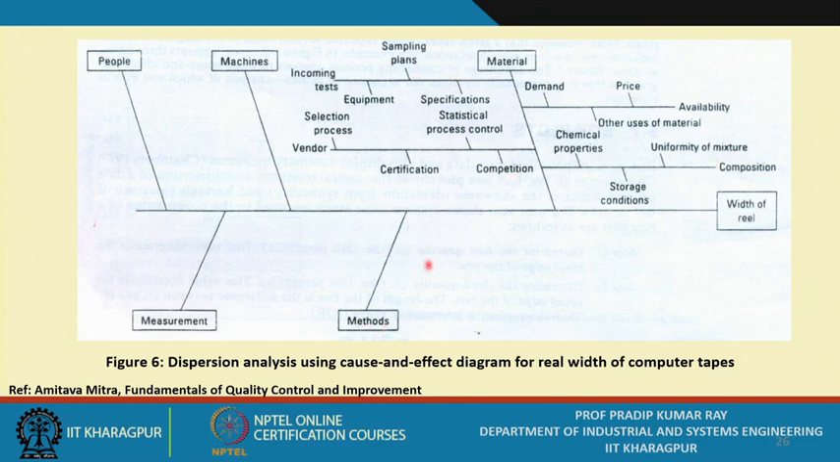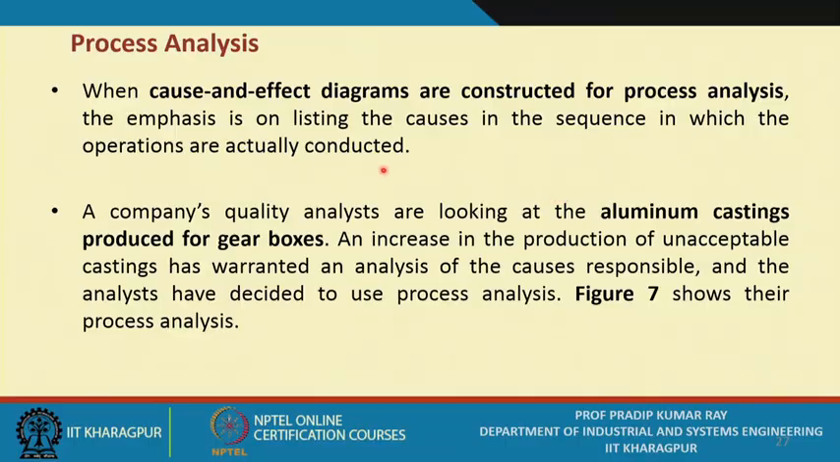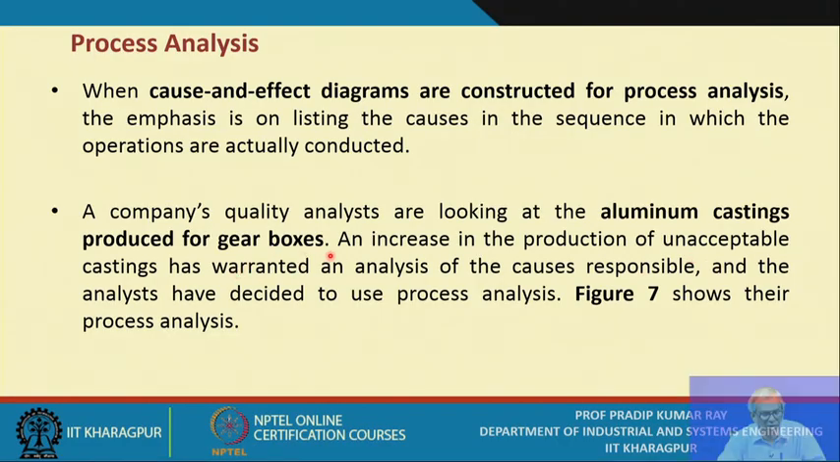The same thing you repeat for the other main causes, like for the people, what are the sub causes. You have to collect data, and against each sub cause, what is the value of the standard deviation, or the variance. Then you relate all these individual variances with the effect variation. And for process analysis, you look at the aluminum casting produced for gearboxes.